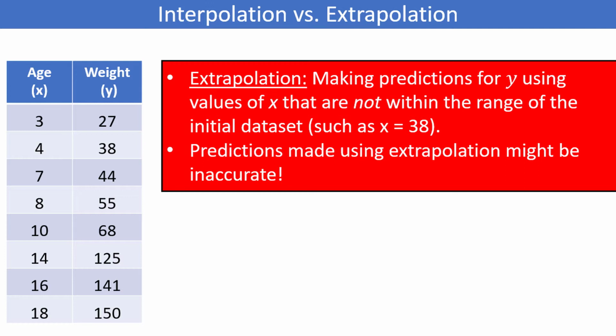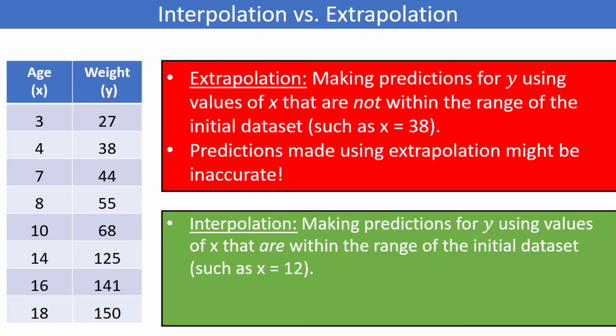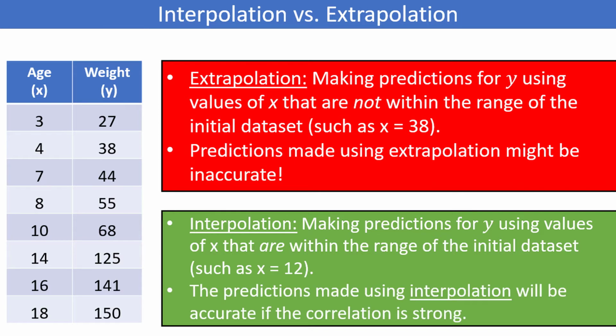On the other hand, when we try to make predictions for y using values of x that are contained in our initial dataset, such as when we predicted the weight of a 12-year-old earlier, we call this interpolation. The predictions made using interpolation will generally be more accurate than those made using extrapolation, especially if the correlation is strong.